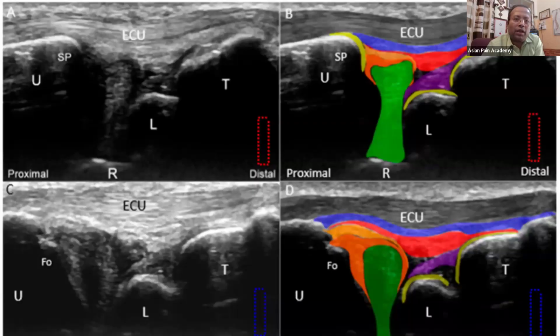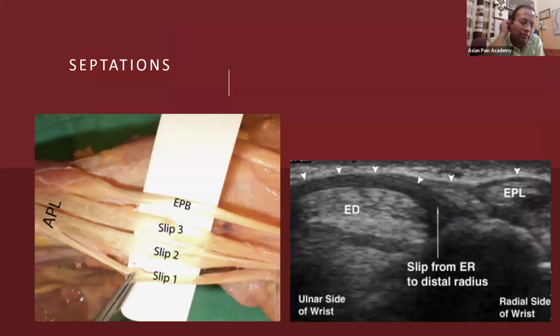So anyway, why is it important? It is due to the septations. When a tendon has multiple slips, it is possible that there are septations between the tendon slips. So you want to give an injection intervention around the tendon, but it may not reach the full tendon. I mean, the intervention may be difficult.